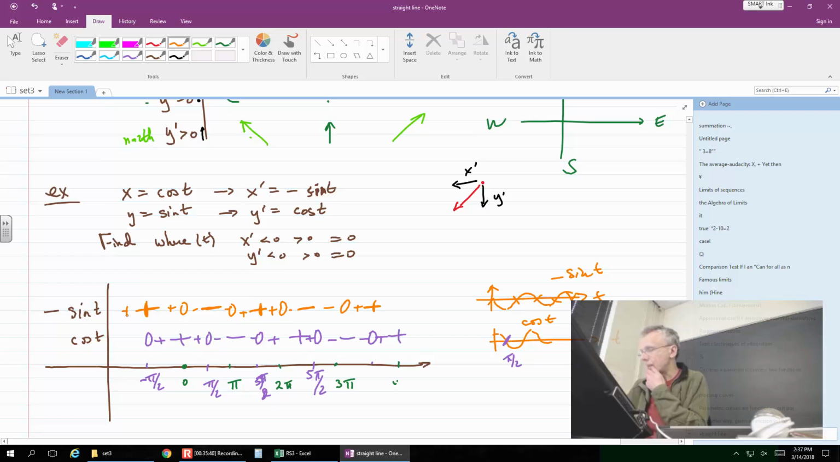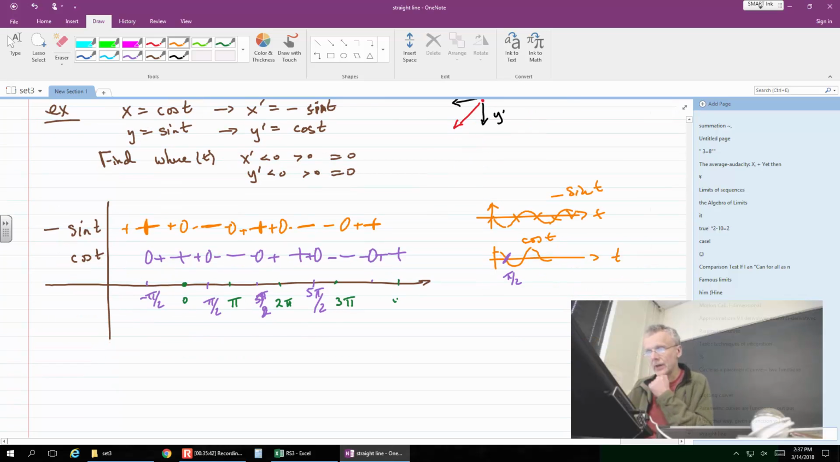Okay, so the behavior changes every time we hit one of those points. So every pi over 2, there is a change of behavior, right? Because either sine or cosine changes its sign. So within each of these bands, negative pi over 2, 0, 0 to pi over 2, pi over 2 to pi, 3 pi over 2, 2 pi, there won't be any change of behavior within these bands, but it will change every time as we cross the border.